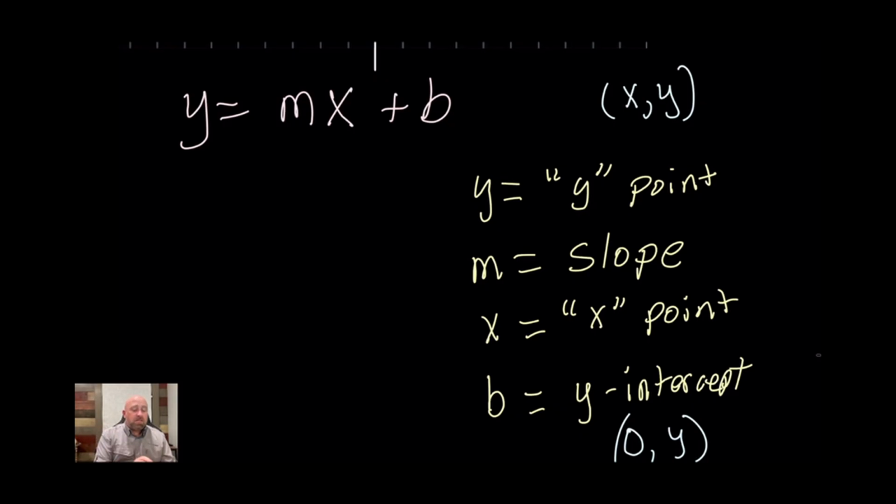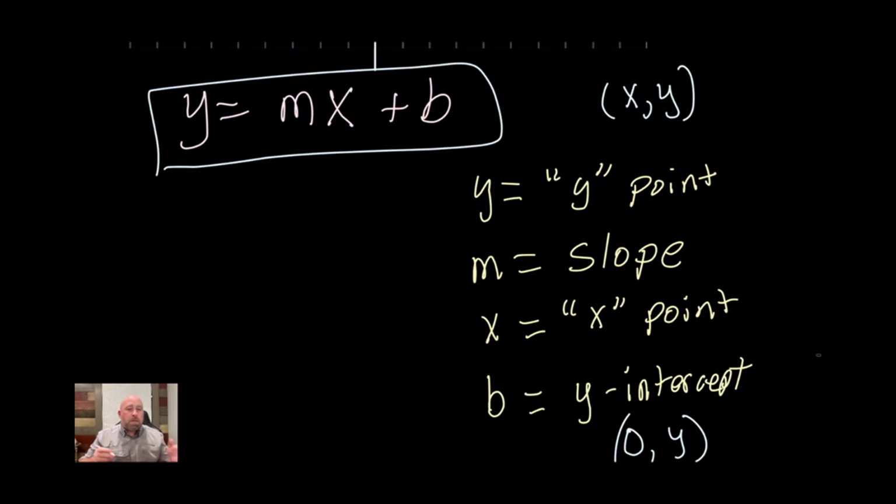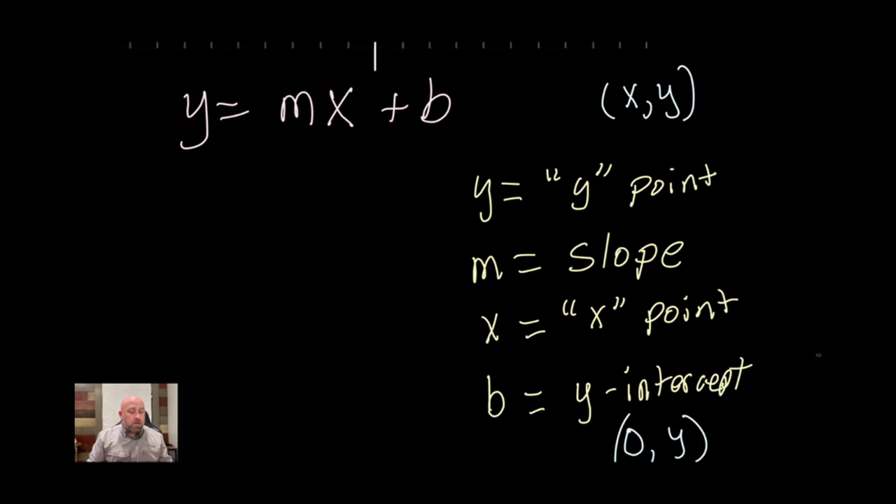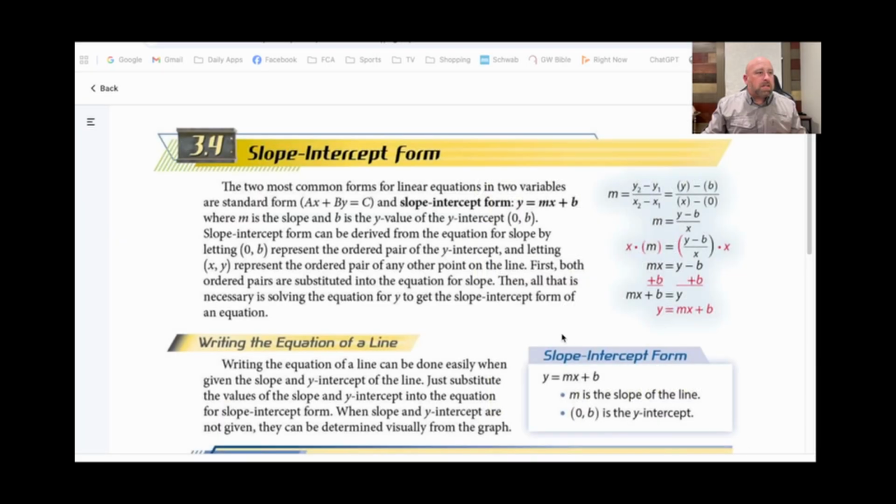This is very, very important. This is probably more important than standard form. Standard form kind of comes back into play once you get up into trig and pre-calculus and all that stuff. But for now, this is what we need to know: the y-intercept form, the slope-intercept form. y equals mx plus b. I would write it down somewhere. I would memorize it. You need to know that. Super, super important.